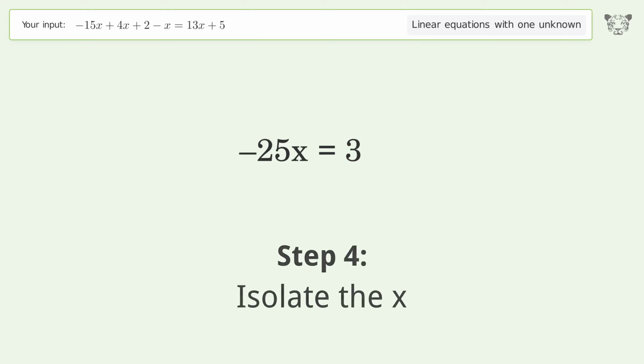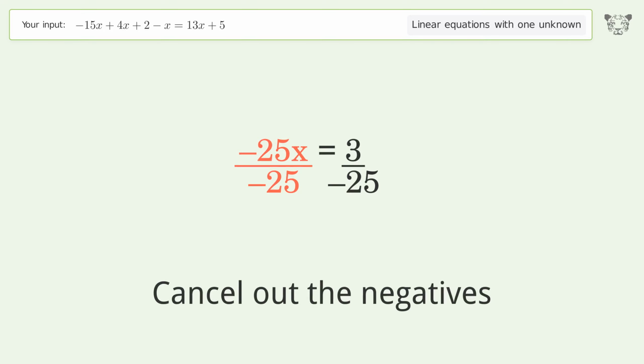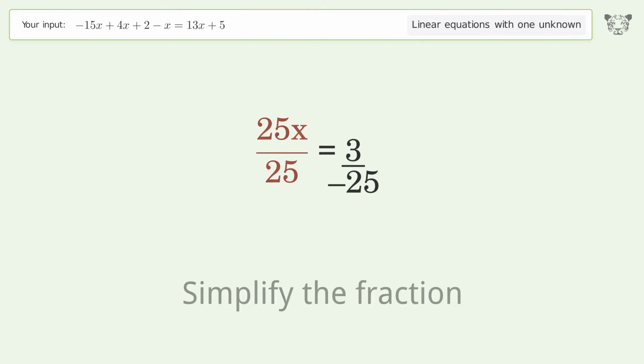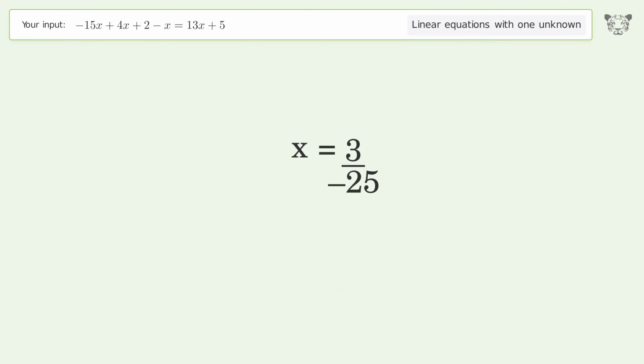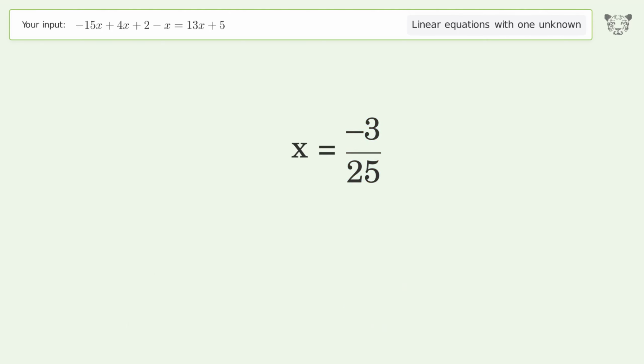Isolate the x. Divide both sides by -25. Cancel out the negatives. Simplify the fraction. Move the negative sign from the denominator to the numerator. And so the final result is x equals -3/25.